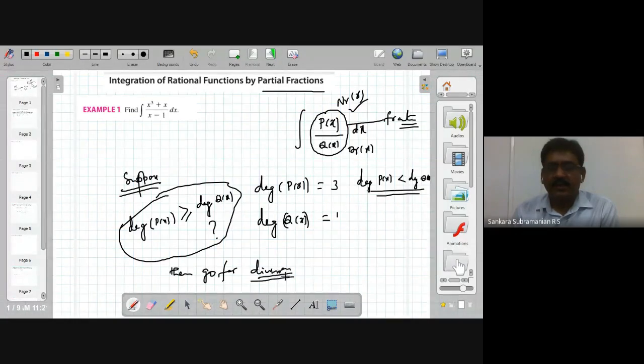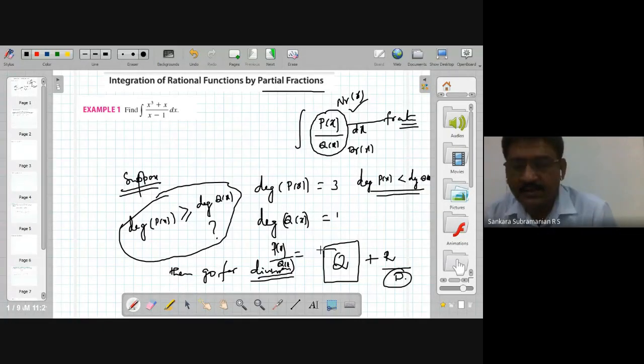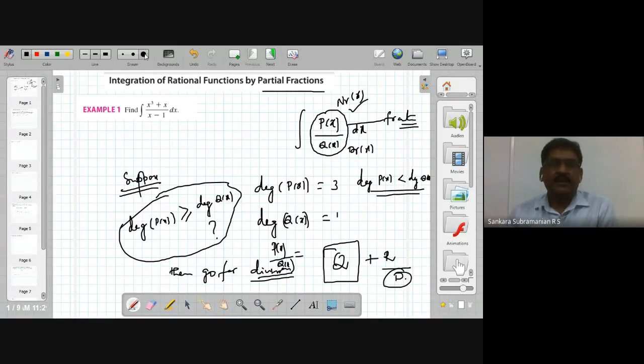Because if you go for division, you can get a quotient, you can get a remainder, and you can also note the divisor. This function p of x by q of x can be rewritten as quotient plus remainder by the divisor. So that you have to do. That is important, p of x by q of x. These are all simple math, but needed, more importantly, for going into partial fractions.